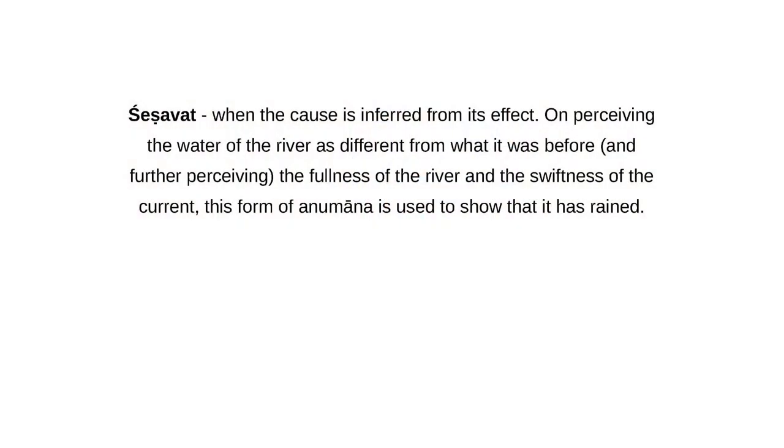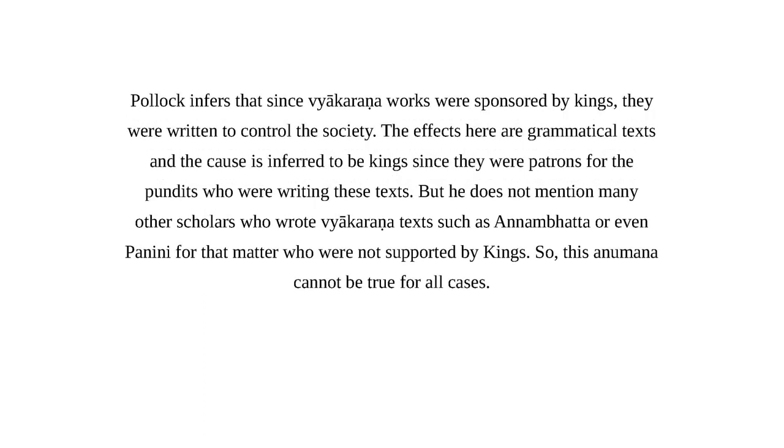And seshavat is when the cause is inferred from the effect. On perceiving the water of the river as different from what it was before, the fullness of the river and the swiftness of the current, this form of anumana is to show that it has rained. So you see the river and then you infer that it has rained. Again, this is also being used in the philology of Sheldon Pollock. Pollock infers that since Vyakarana works were sponsored by kings, they were written to control society. The effects here are the grammatical texts, and the cause is inferred to be kings, since they were patrons for the pandits who were writing these texts.